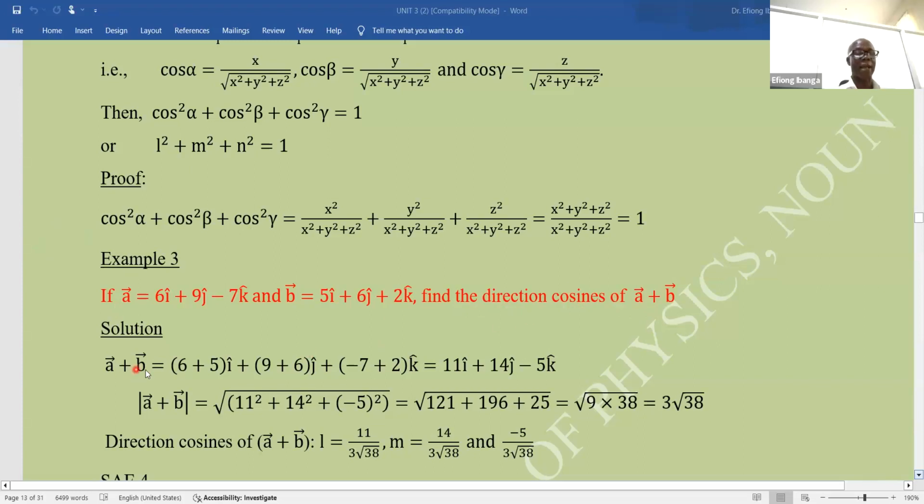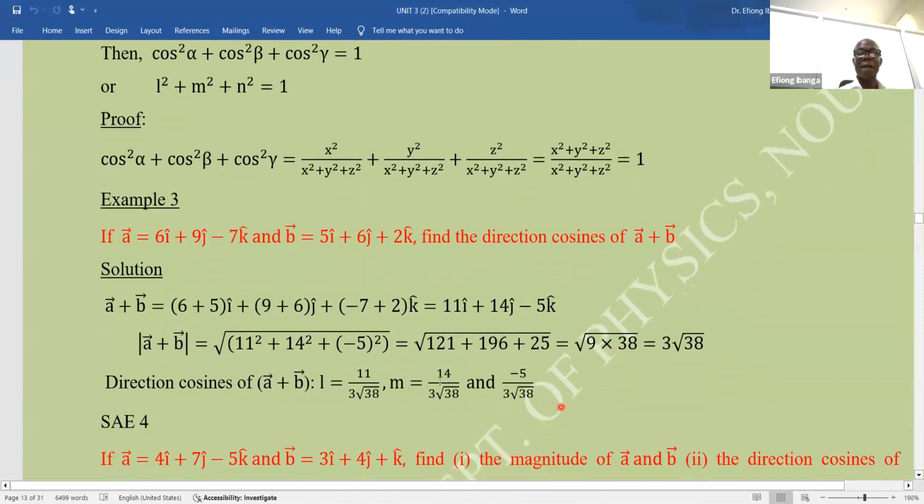That means we first start by finding A plus B. Vector A plus B means add the corresponding components. Look at it here: the X component added to the X component, so this is going to be 6 plus 5, then times i. Agreed? Then 9 plus 6 in the y direction, then minus 7 plus 2 in the z direction. So that will give us this. Is it agreed? Yes, sir. So it's carefully done there.